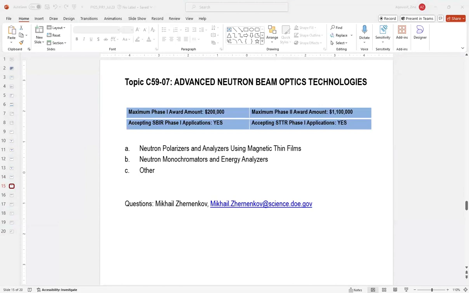We have two subtopics. One is neutron polarizers and analyzers using magnetic thin films, and the second is neutron monochromators and energy analyzers. These developments are sought to improve the performance and manufacturing techniques of these technologies to manipulate thermal and cold neutron beams for scattering instrumentation at our nation's neutron facilities.